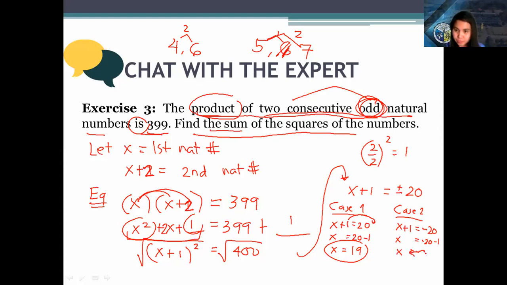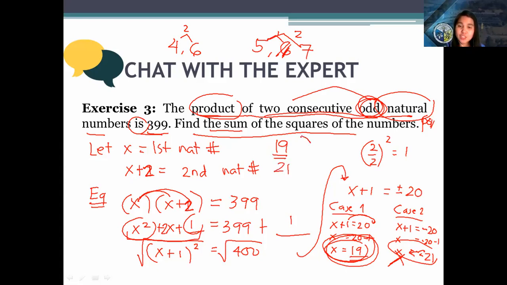So our answer can be 19 or negative 21. But remember, these are natural numbers. These are positive numbers. So we only take the positive answer. This cannot be the answer. So our answer for x is 19. So if the first one is 19, what's the second one? x plus 2. So 19 plus 2, it's 21. So our answers will be 19 and 21. These are the two numbers.